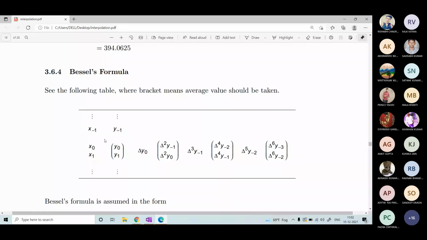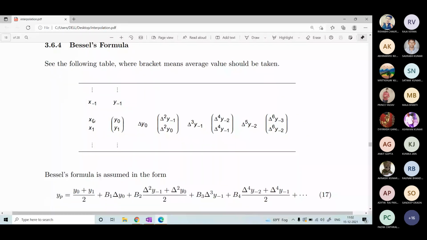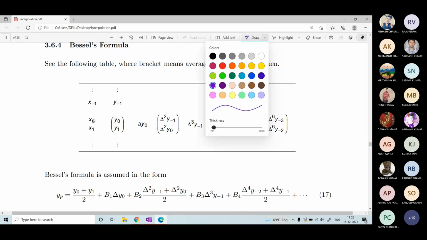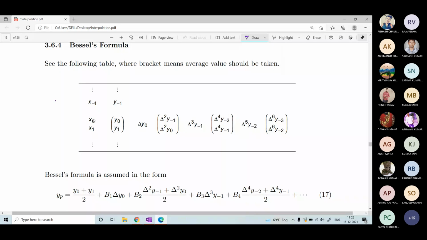So you create the forward difference table. Do you see the screen? What is written on the screen? What is the name of this formula? Bessel's formula.